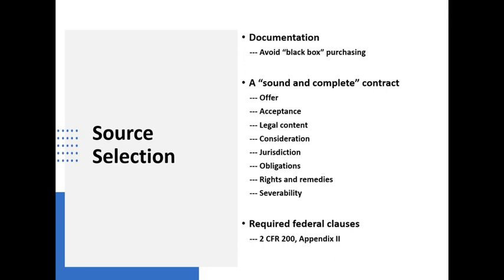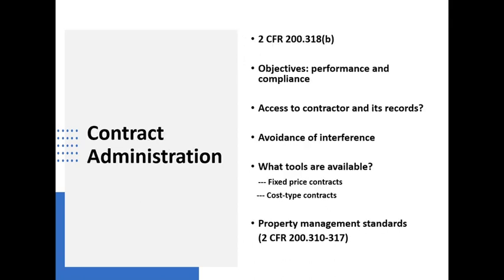Now, slide 18 gets to the issue of contract administration. And this is kind of an interesting one. I say interesting because Section 200.318(b) is 2 sentences long. And what it entails is that you're going to conduct contract administration so that you determine that the contractor has performed in accordance with the terms and conditions and has complied with those terms and conditions. Okay? It doesn't say anything about how that's to be done.